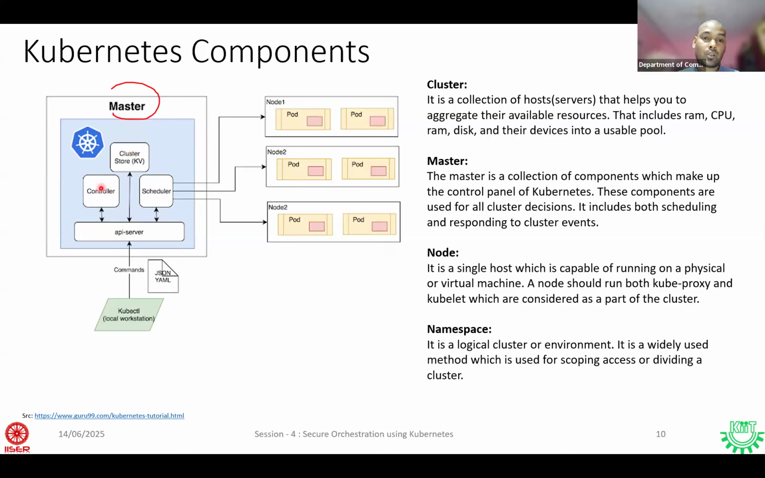Your controller will control all the different worker nodes. Your cluster store is basically the storage of the metadata. Your scheduler is there. Your API server is there, through which you provide all the instructions. Within the Kubernetes system, the components can also interact with each other through this API server. And within each node, you'll see pods, and different pods are there. We'll discuss what a pod is and whether it has any relationship with containers or not. So these are the master and worker nodes.